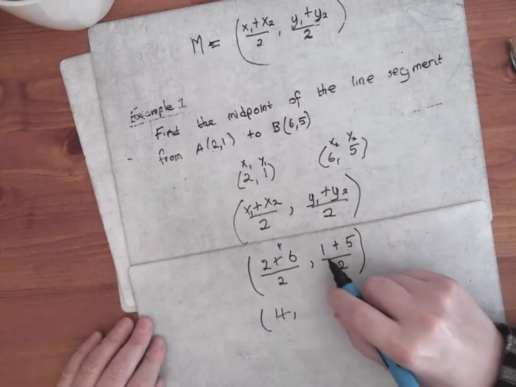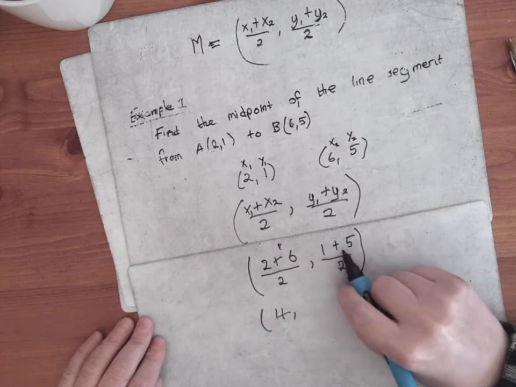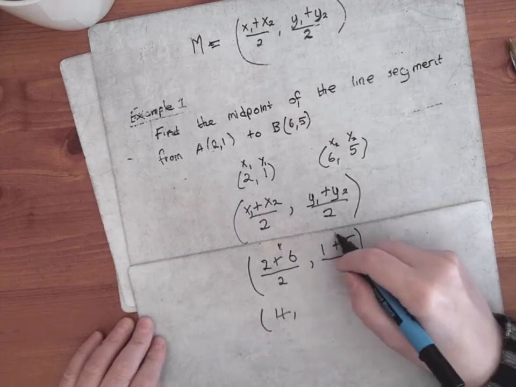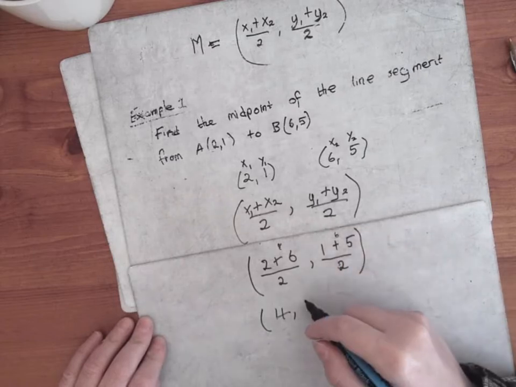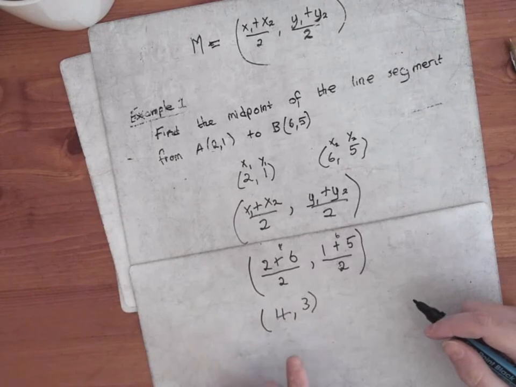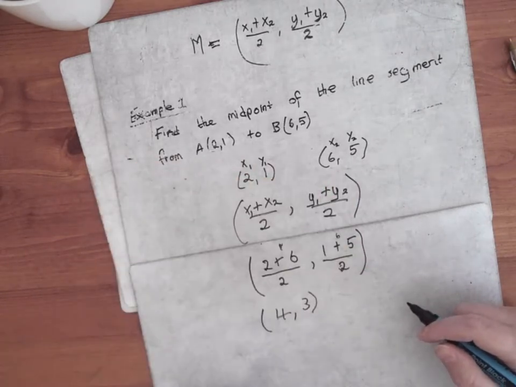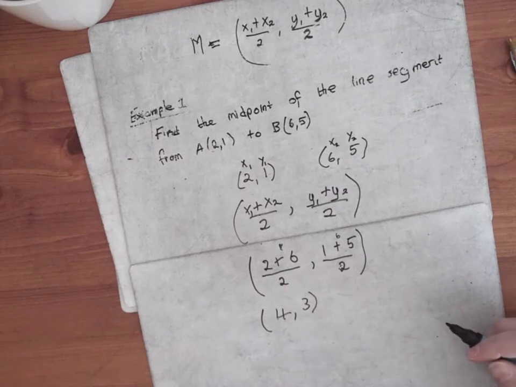Over here, I have 1 plus 5 on top. What's 1 plus 5? 6, isn't it? And 6 divided by 2 is what? 3. So the midpoint, the point that's halfway between 2, 1 and 6, 5, is 4, 3. And that's what we saw off the diagram.